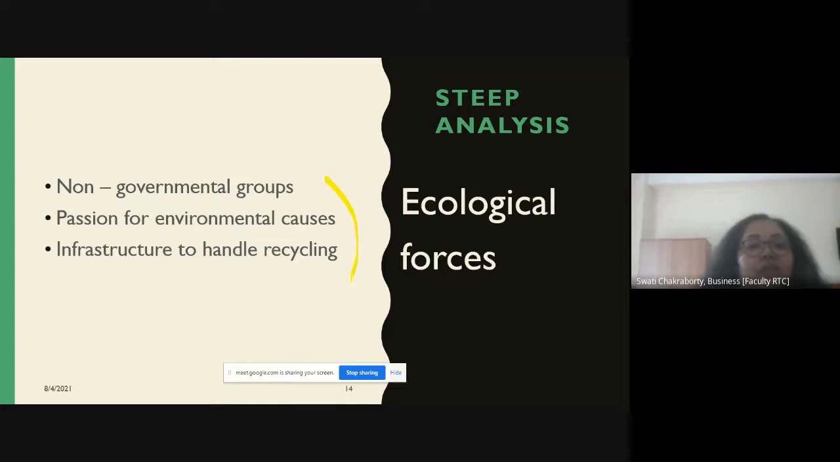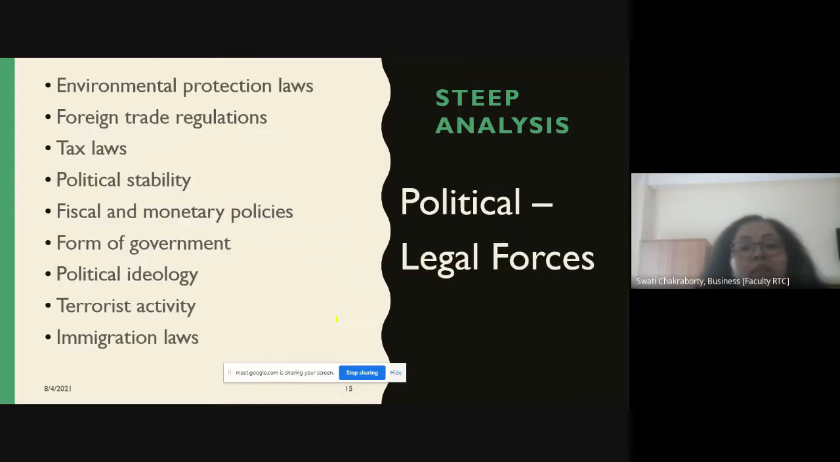Ecology, when we talk of ecology, we talk of the non-governmental groups which are up there protecting the environment, working for the protection of environment, passion for environmental causes, infrastructure to handle recycling. Otherwise, what happens? Pollution happens, right? Okay. And political legal factors that we have.